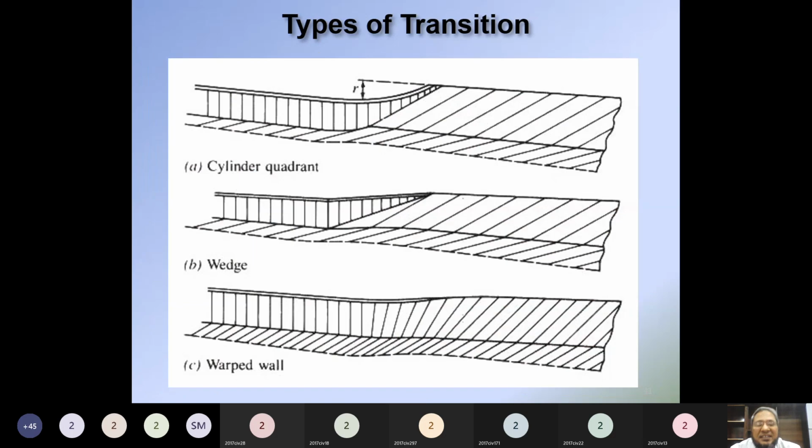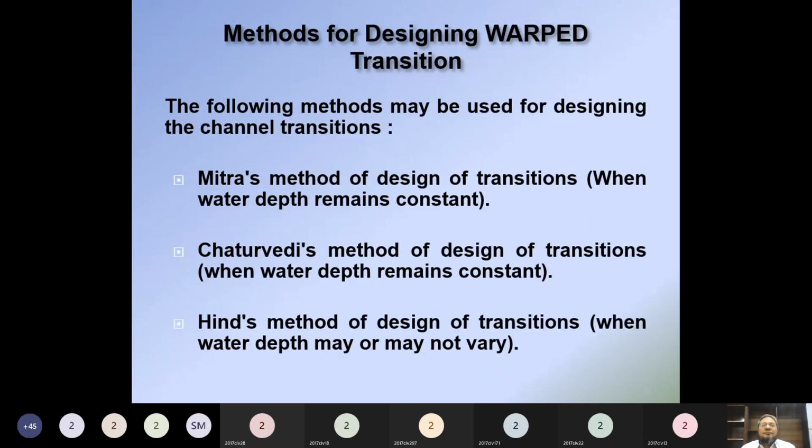So these are the enlarged sketches of cylinder quadrant transition, wedge transition. This is wedge transition and this is warped wall transition. तो ये देखें, ये cylinder quadrant है and this is the wedge shape and this is the warped wall transition. So this is the most efficient one. So now we have to discuss the methods for designing a warped transition.